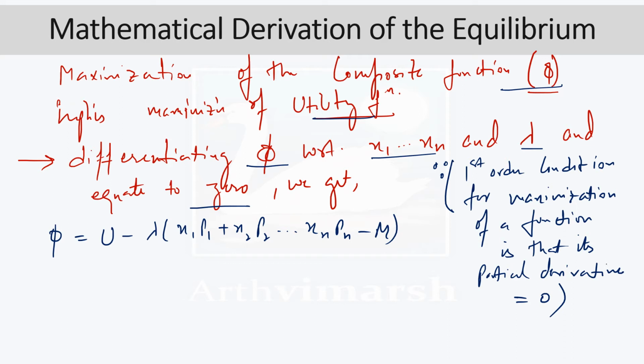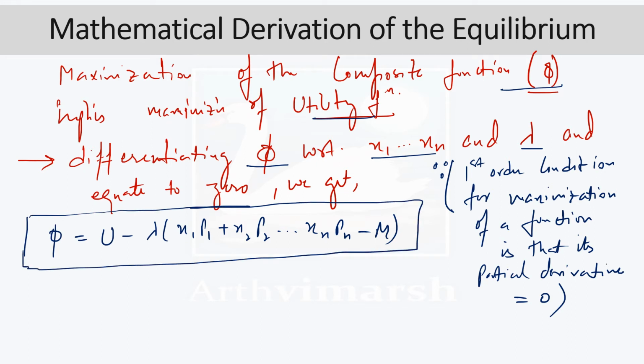So this is the expression which we had in our derivation. Given this, now we are going to differentiate this expression with respect to the quantities x1, x2, and so on up to xn, and with respect to lambda. Okay, so let's move to the next page.